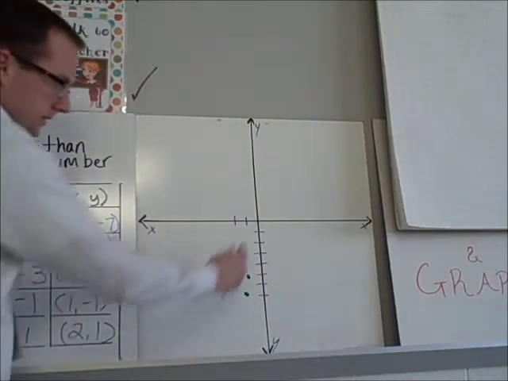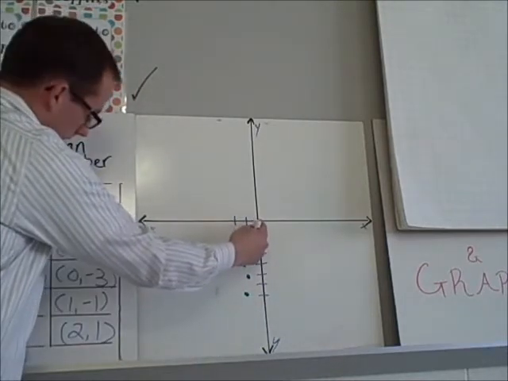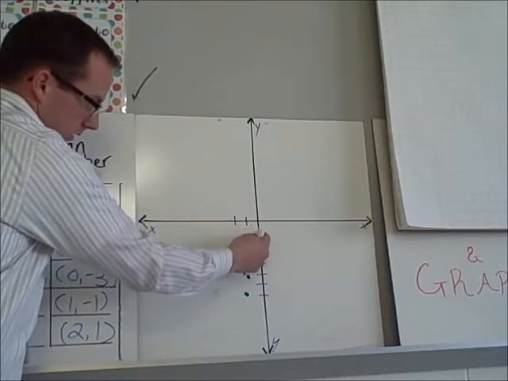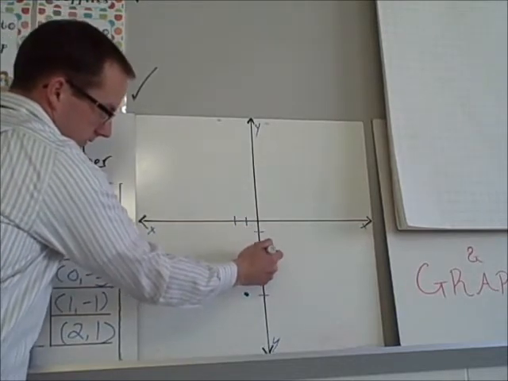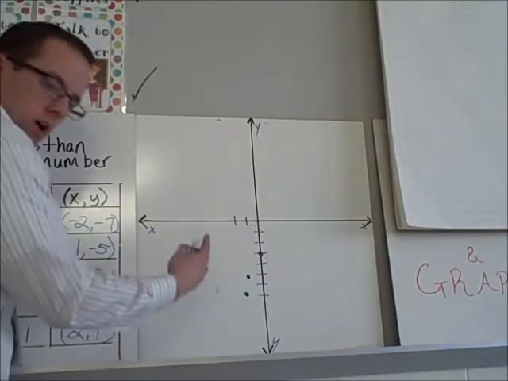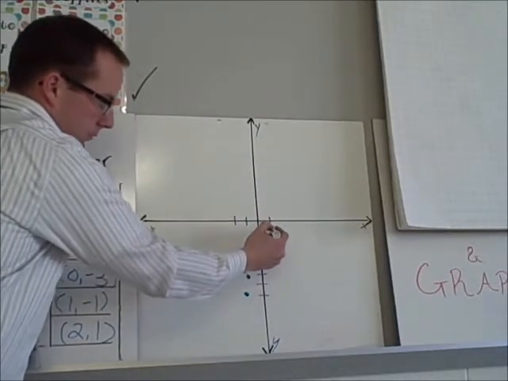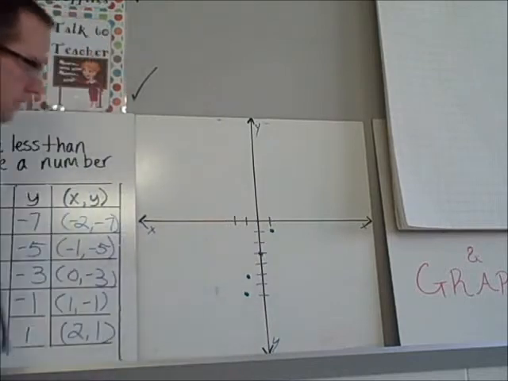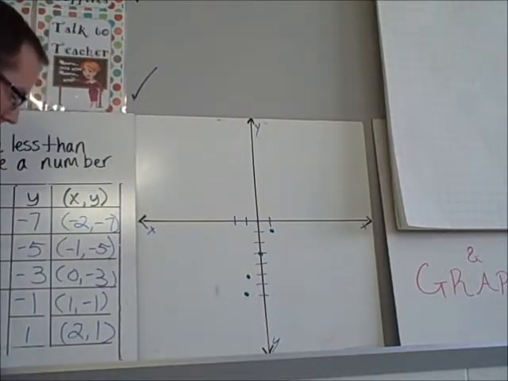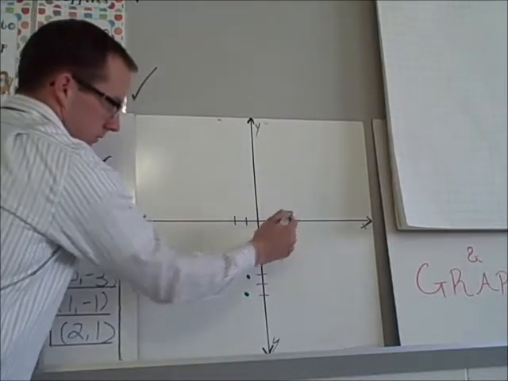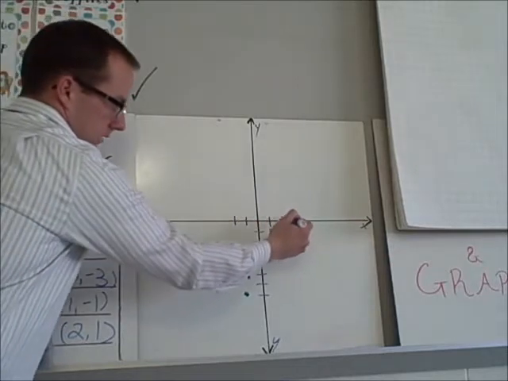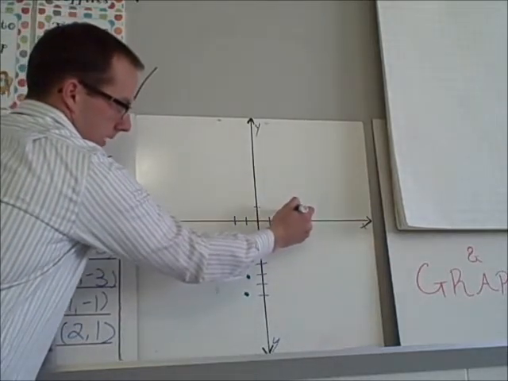My next point is 0, so I don't move left or right, -3. Down 1, 2, 3. Then my next point is 1, -1. So that's going to be 1 to the right and then 1 down. And then my last point is going to be 2, up 1. So to the right 2 and up 1, which would be right about here.